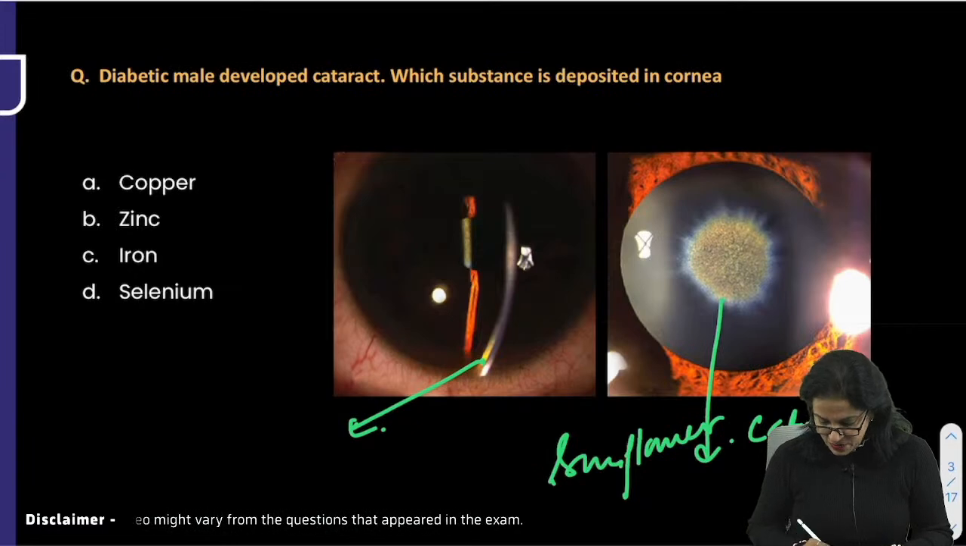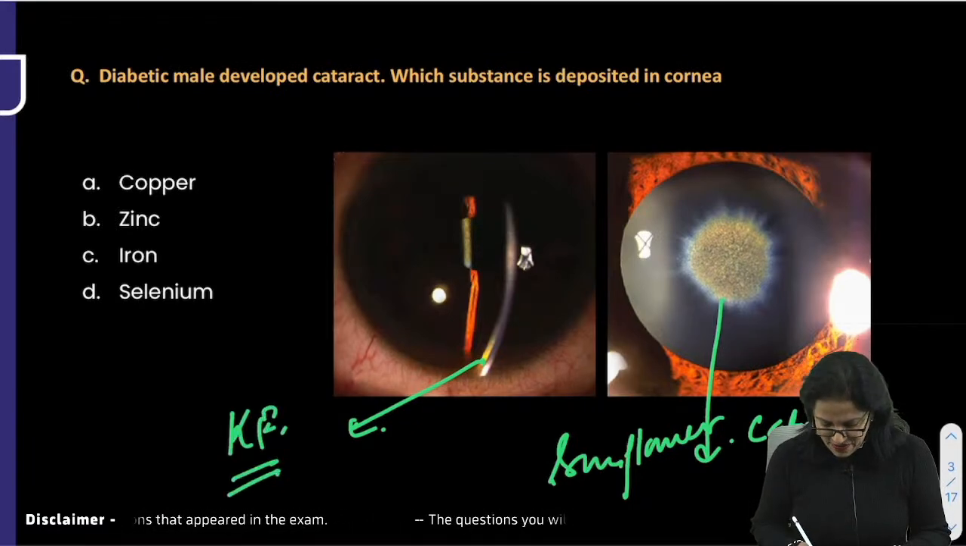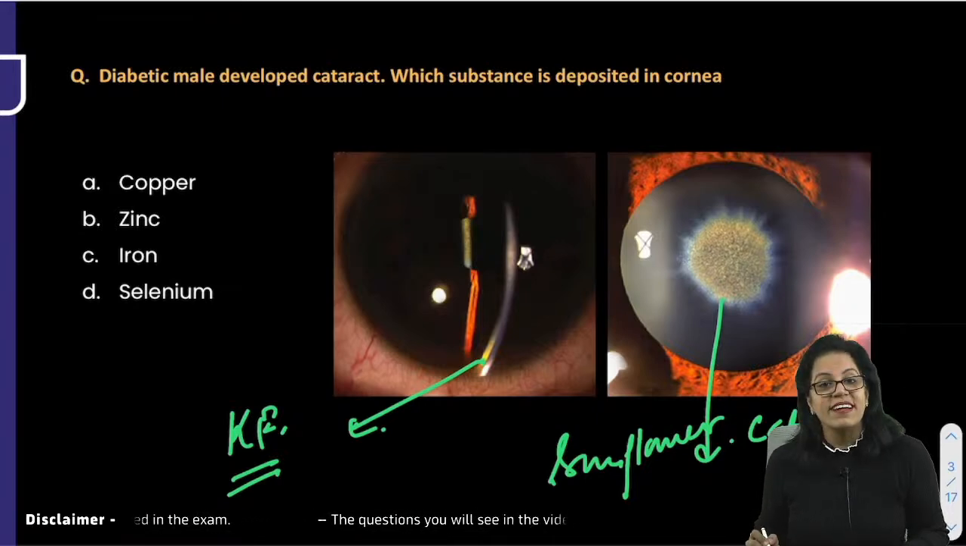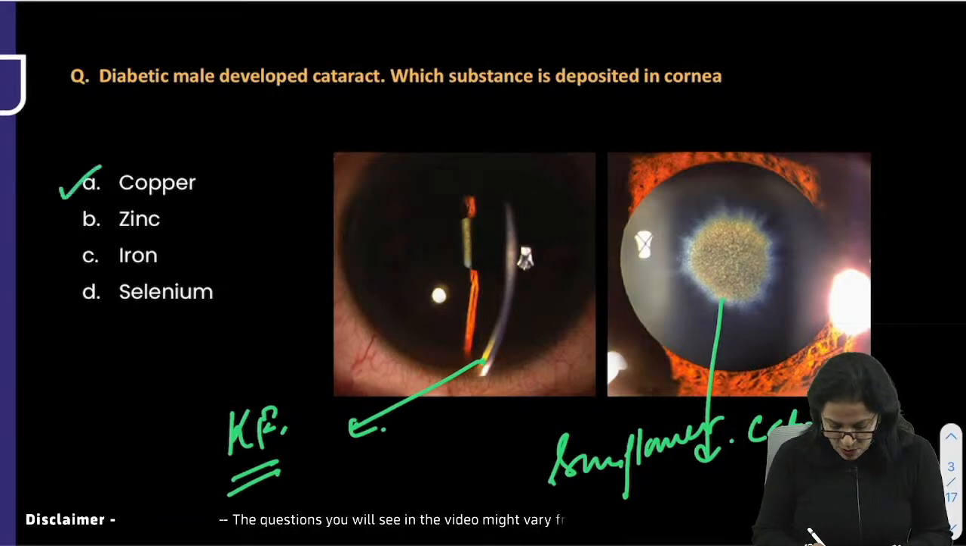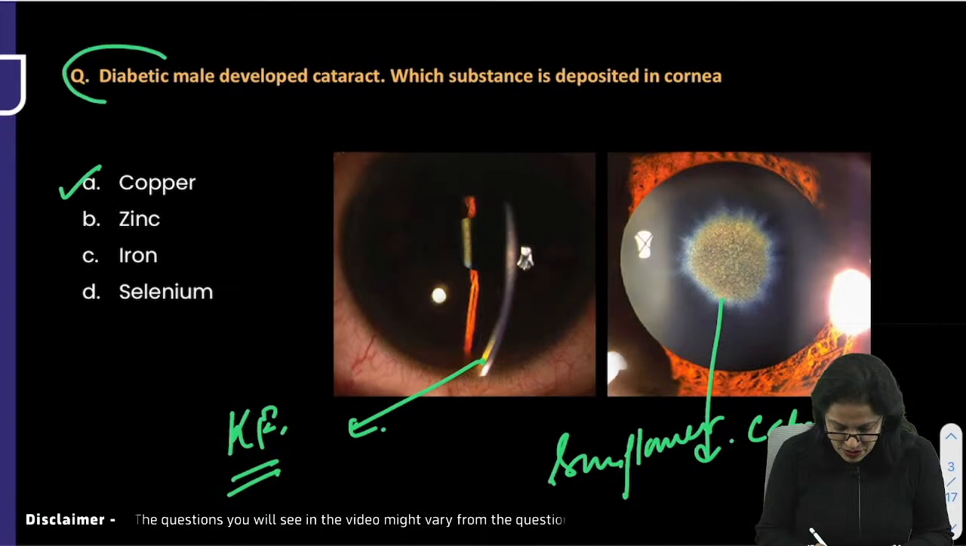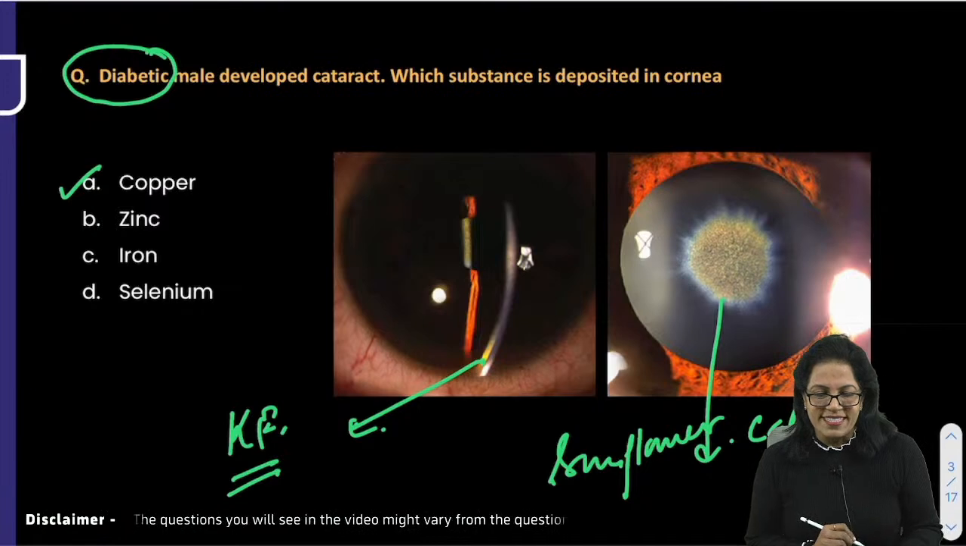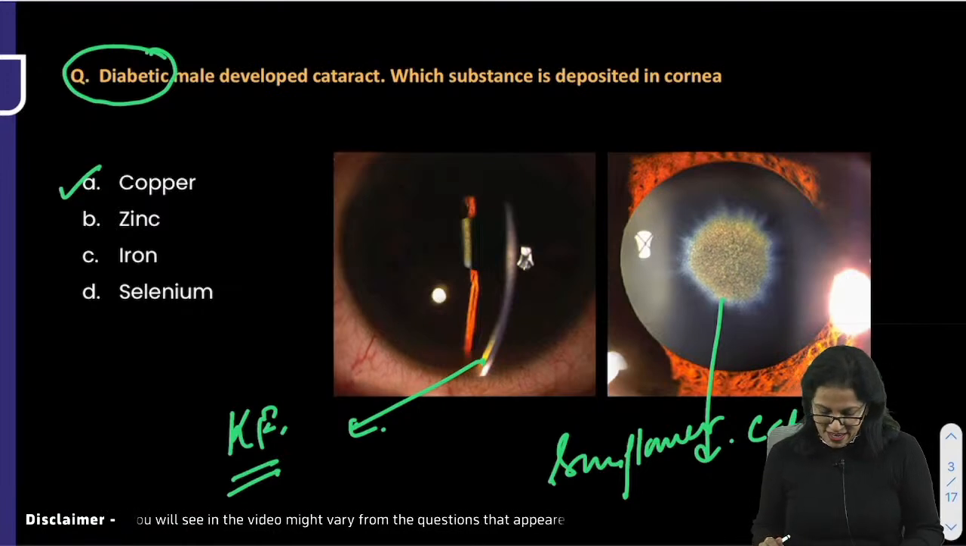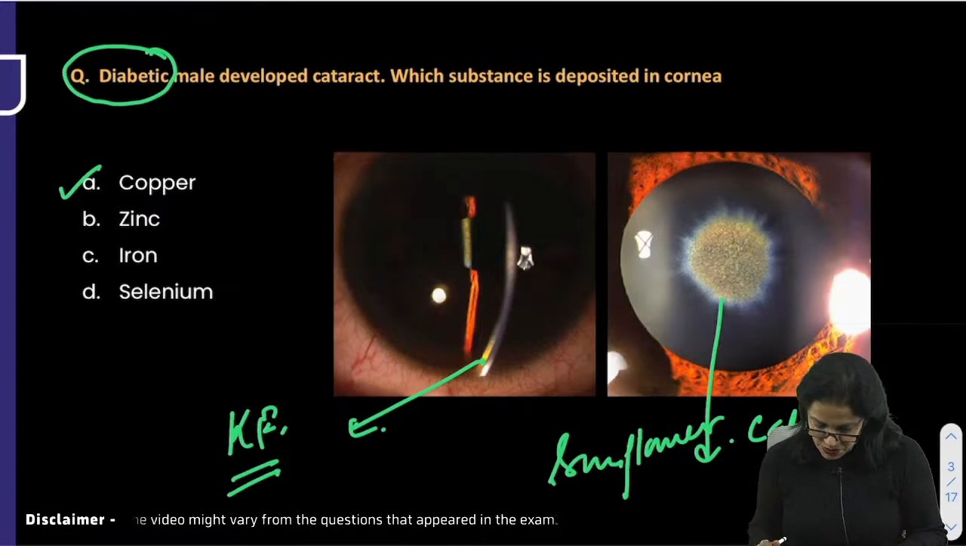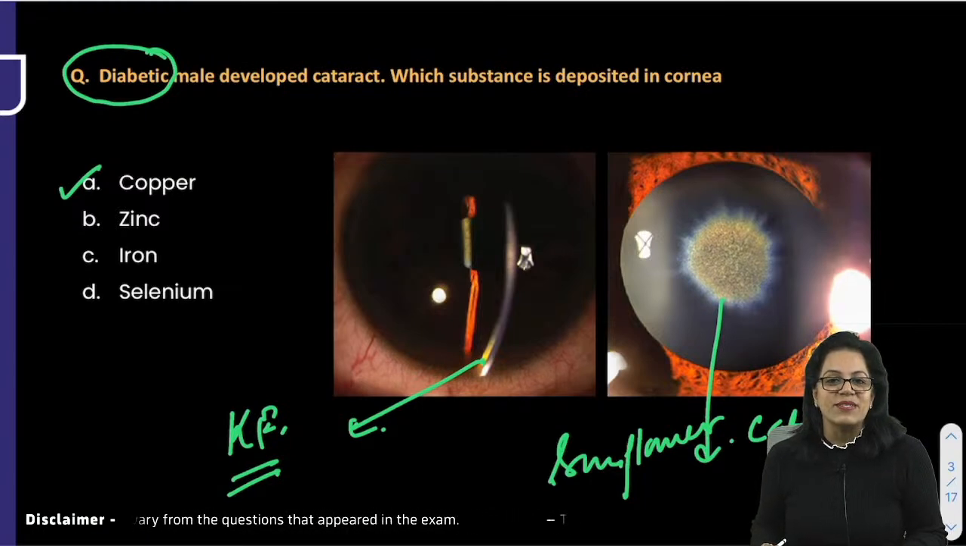So this is what I see from the slide here. This is a KF ring, Kayser-Fleischer ring, which is copper deposition, and this is the sunflower cataract. So what you should write here is copper, but again the problem in this question is why has this been mentioned. So we'll look into it in the future what it is, right? Okay. This was the first question we got from you all. We come to the next question here.